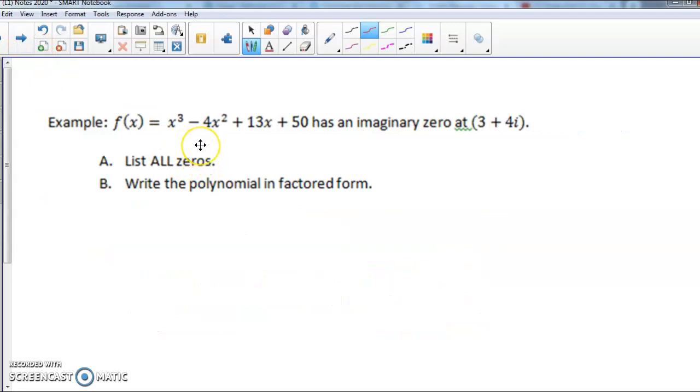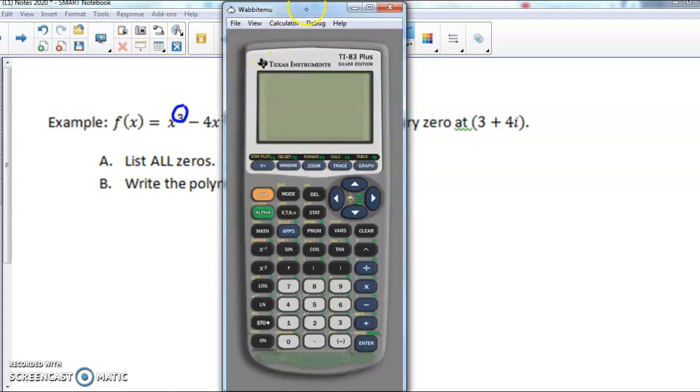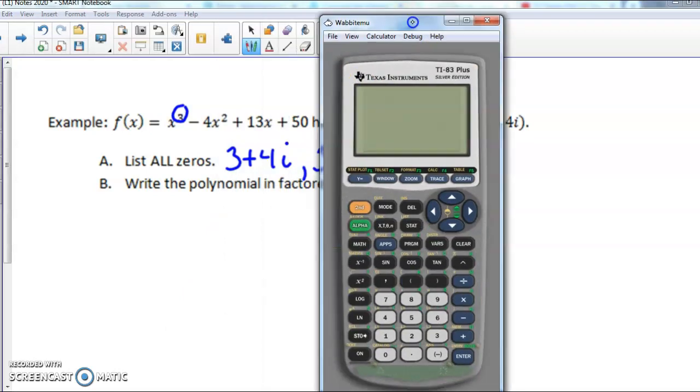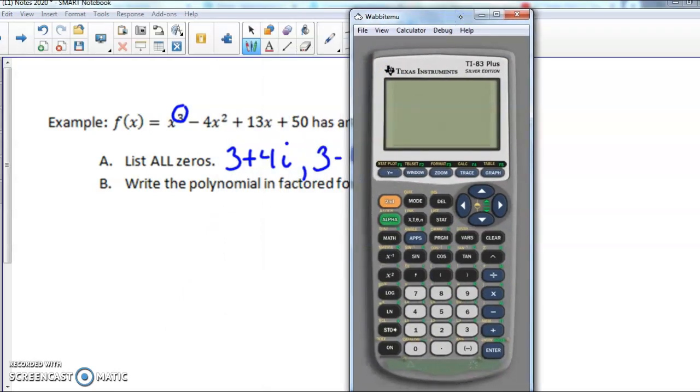Okay, looking at that second one. Again, list all the zeros. Okay, so right away, you should know that there are 3. If there is a 0 at 3 plus 4i, its conjugate tells me there's also a 0 at 3 minus 4i, but that's only 2 solutions. So I'm going to go to my calculator in hopes that I can find that other solution. In the previous one, I told you what it was, but this time I didn't tell you, so my hope is that I can find it from the calculator.